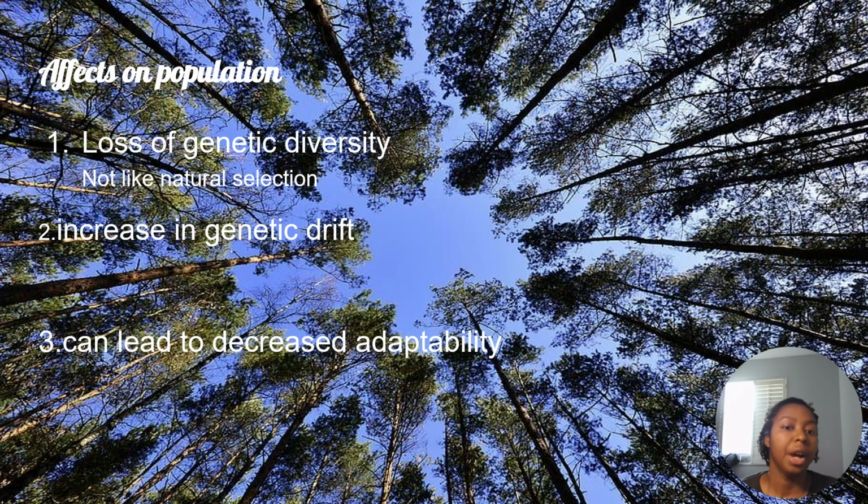So we're also going to see an increase in genetic drift, and we can also see a decrease in adaptability in the organism population in general. And that just goes back to what we said before about them being the ones that are more adaptable potentially being affected by the natural disasters or whatever kind of bottleneck event that happens.